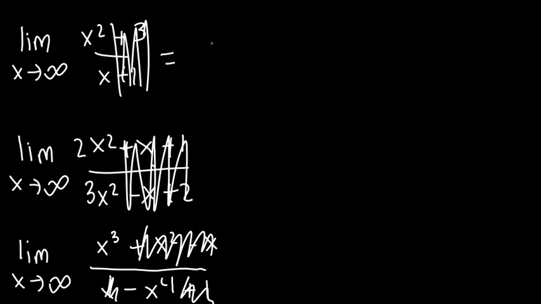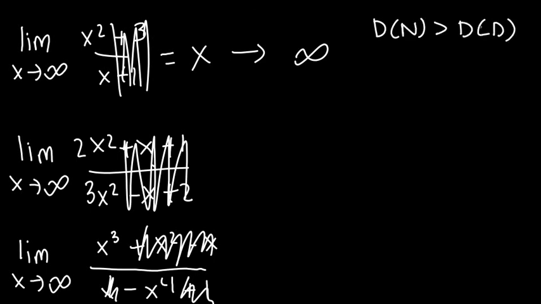So we can simplify this to be equal to x, and as we know, x just approaches infinity because it gets bigger and bigger and bigger. So if the degree of the numerator is greater than the degree of the denominator, where d stands for degree, not to be confused with the denominator inside of the parentheses, then the limit as x approaches infinity of f of x is equal to infinity.